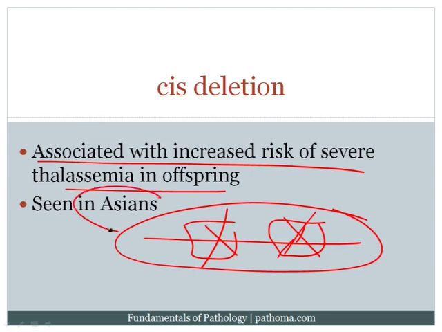The second important feature of the cis deletion is that it's more commonly seen in Asians. One point to be aware of is that in Asia there's a higher rate of spontaneous abortion, and some believe that it's actually due to the fact that cis deletions are more common in Asia. And by the way, the trans deletions are more common in Africa. Cis deletions more common in Asia, trans deletions more common in Africa.